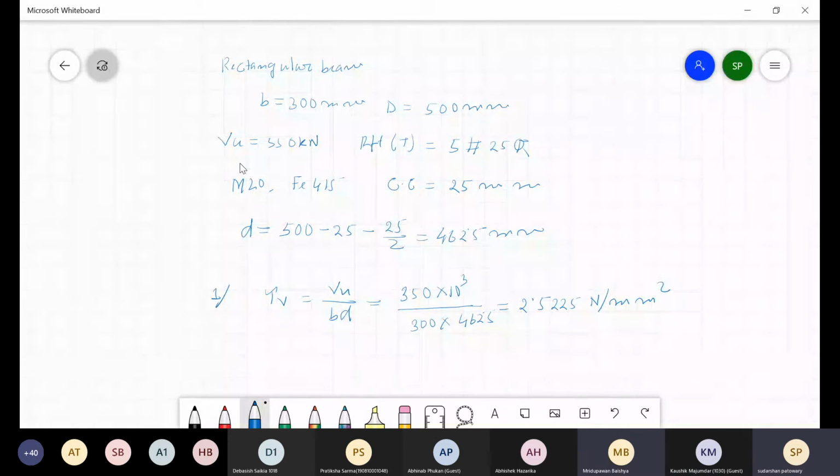Yes sir. So next we have to find out tau C, the design shear strength. To find out tau C from IS 456, first of all, what do we have to find out?